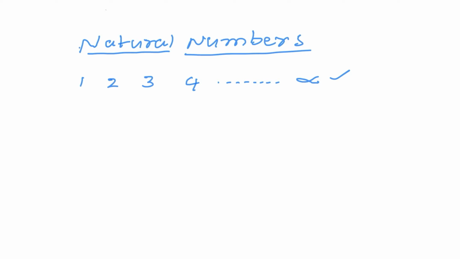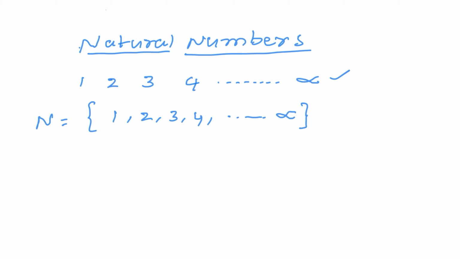If you write all these numbers in a set, 1, 2, 3, 4, etc., up to infinity, this set is known as the set of natural numbers. It is denoted by N. N represents the set of natural numbers.